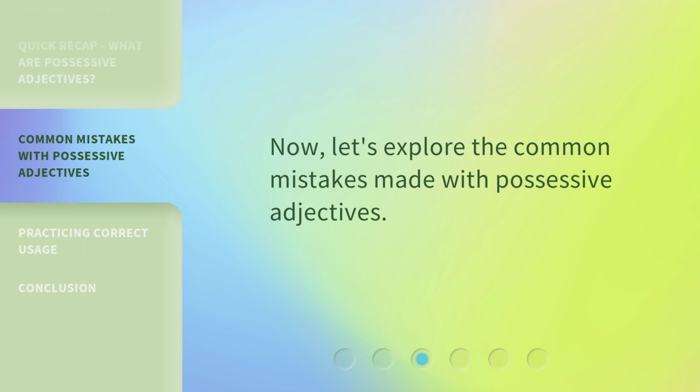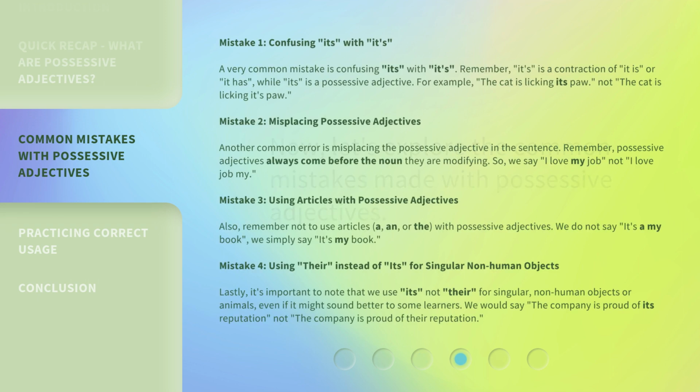Now, let's explore the common mistakes made with possessive adjectives. Mistake 1. Confusing it's with its. A very common mistake is confusing it's with its. Remember, it's is a contraction of it is or it has, while its is a possessive adjective. For example, the cat is licking its paw, not the cat is licking it's paw.